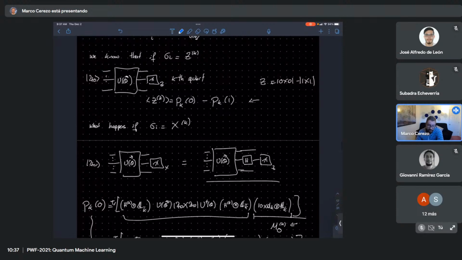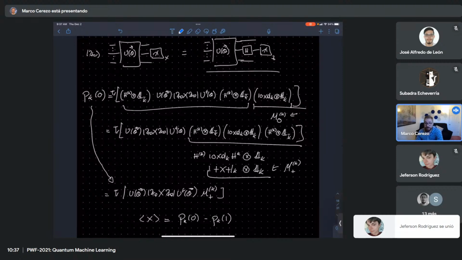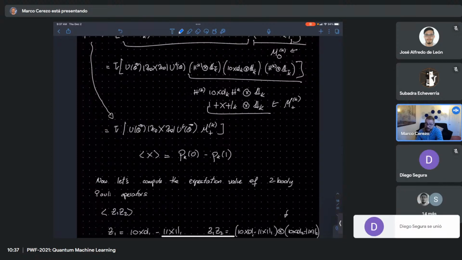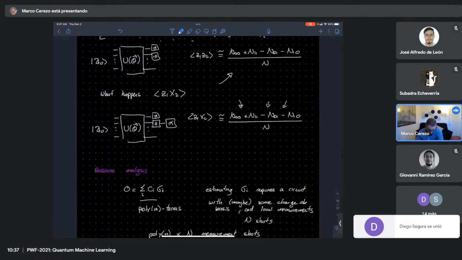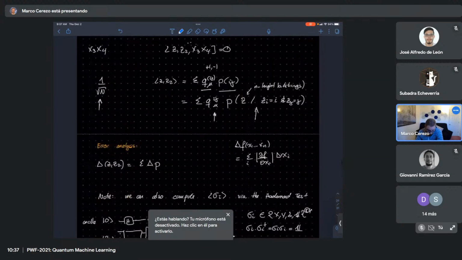We also saw how to compute expectation values of Pauli strings, of Pauli operators, by essentially measuring a given number of qubits, computing probabilities, and if needed, performing a change of basis at the end of the circuit. We also did a little bit of resource analysis of how many measurement shots we need to be able to estimate those quantities.